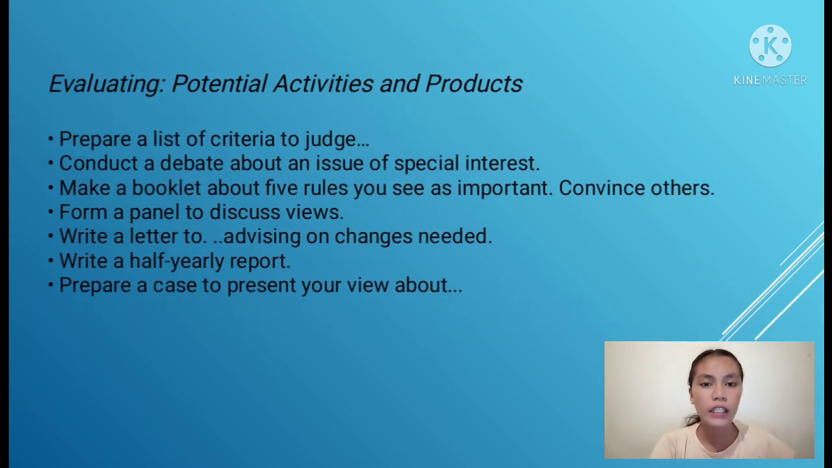Next, in evaluating, the potential activities and products are the following. Prepare a list of criteria to judge. Conduct a debate about an issue of special interest. Make a booklet about 5 rules you see as important. Convince others. Then form a panel to discuss views. Write a letter advising on changes needed. Write a half-yearly report and prepare a case to present your view about.